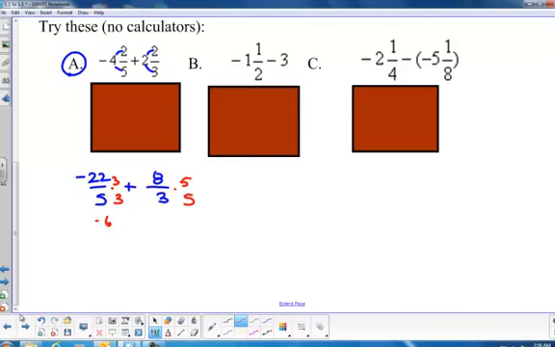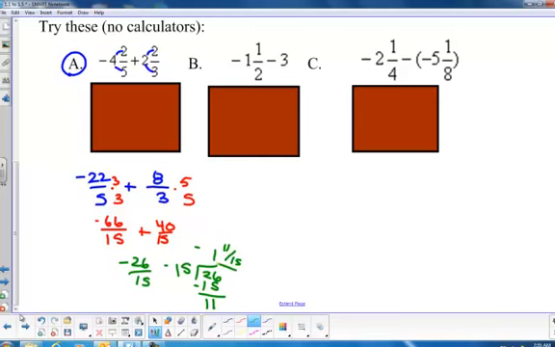So now I have negative 66 over 15. And over here I have 40 over 15. So negative 66 plus 40 would be negative 26 over 15. And if you divide 15 into 26, you get 1, and you have 11 left over. So 1 and 11 over 15. Negative, because that was a negative. So the whole thing is a negative because the bigger number is a negative.